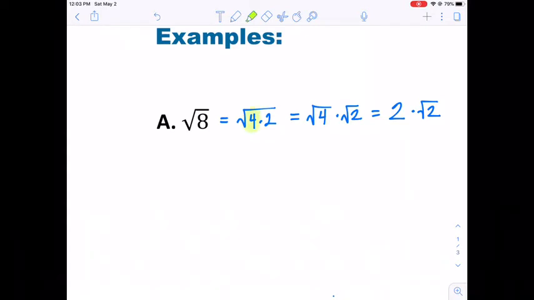So think about what happened. The square root of 4 was rewritten as 2. It started out under the square root, but we ended up with a 2 that is not under a radical. Then we also had a 2 under the radical. It has to stay under the radical because it is not a perfect square. So that is method 1.